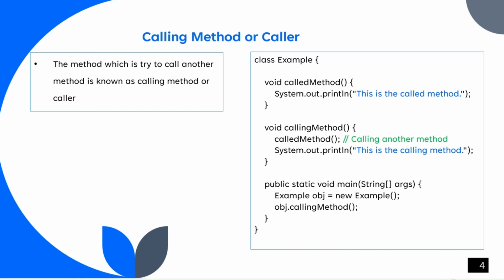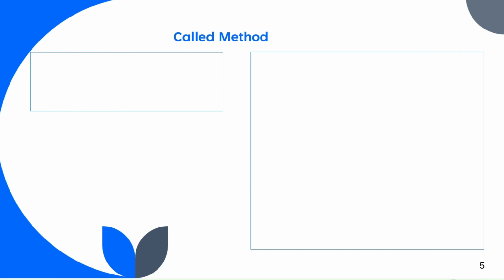So the next one is a called method. What is that? The definition of the called method is, the method which is being called by the caller is known as a called method.